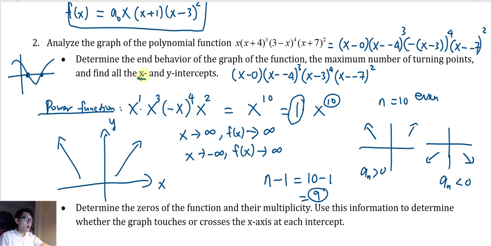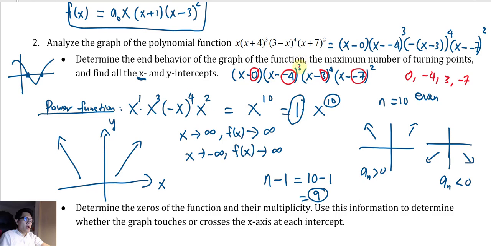So how do I find all the x-intercepts in this case? I know that this is the root 0, right? Minus 4, the second root. This is 3. Don't forget we have to put the minus in front, and then minus 7. So 0, minus 4, 3, and minus 7. These are the 4 x-intercepts of this polynomial.